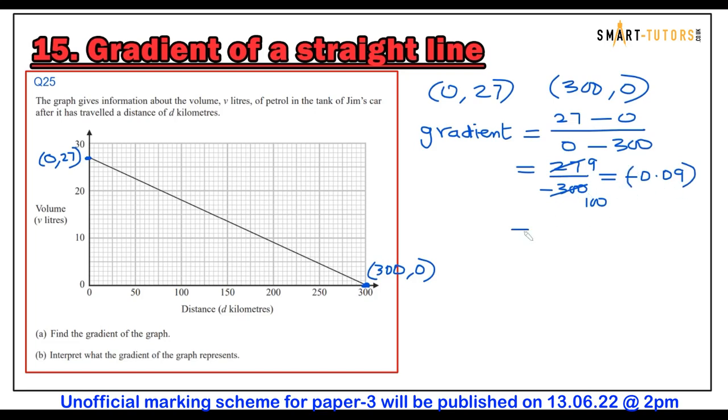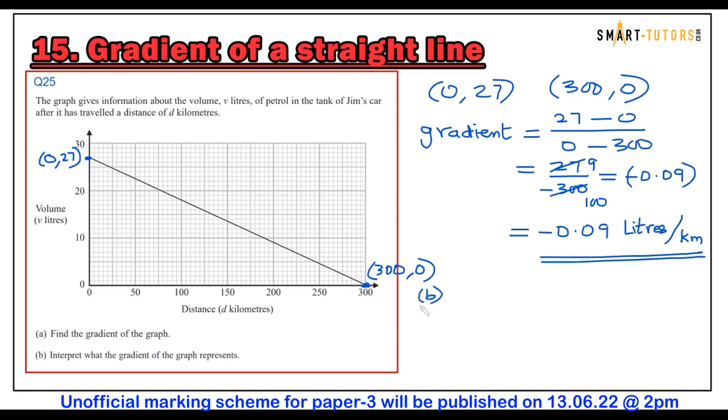But when you are giving the answer, the gradient should have a unit. 0.09, the y unit is volume in liters, so 0.09 liters per kilometer. So this is the answer for the A part.